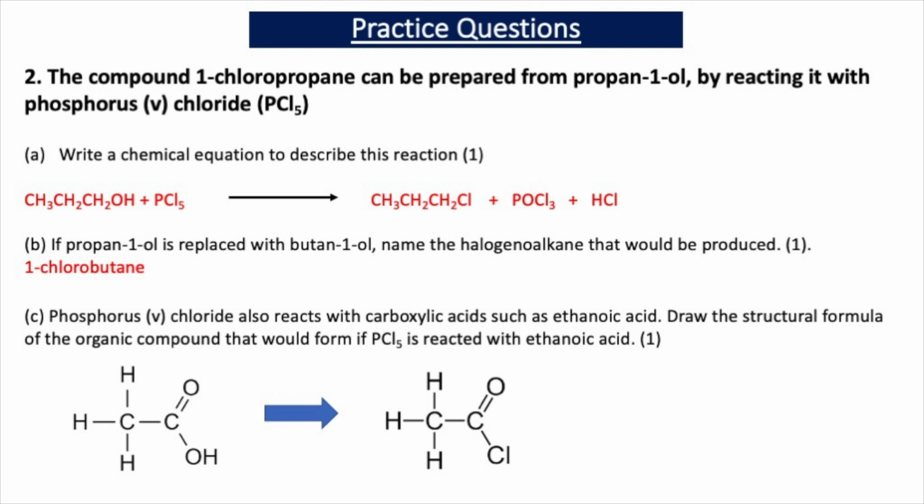For question 2c, I'm asked to draw the structural formula of the organic compound that would form if PCl5 is reacted with ethanoic acid. Now PCl5 is a chlorinating agent and it converts OHs to Cls. So all I have to do is draw this molecule and replace the OH with a Cl, and if I draw this I would have a CH3 bonded to a C double bond O and a Cl. Now this is called ethanoyl chloride and it's a member of the acid chloride or acyl chloride homologous series, and we will study these later in this module.